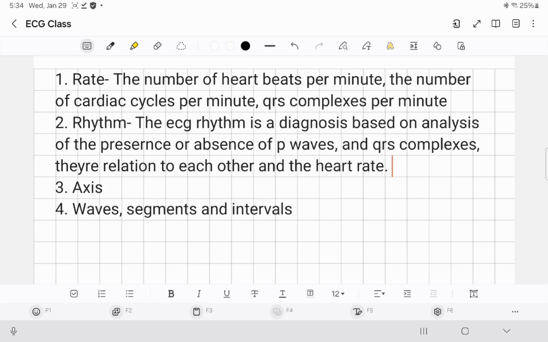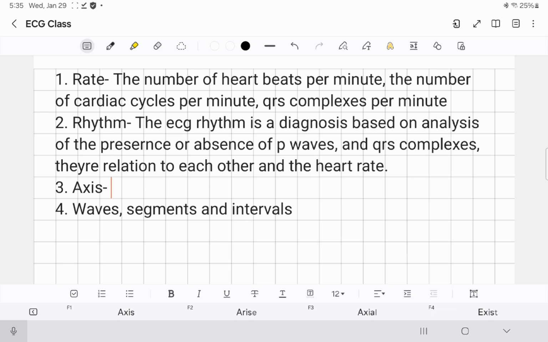It's based on what the P waves are doing, what the QRS complexes are doing in relation to each other, and it takes into context the heart rate. So when someone asks what the rhythm is, based on your analysis of all of these factors, you're supposed to come to a conclusion. So it's not, oh, the rhythm is regular or irregular. It's, okay, the rhythm is sinus rhythm or it's sinus arrhythmia, so on and so forth. And we'll get more into that later on.